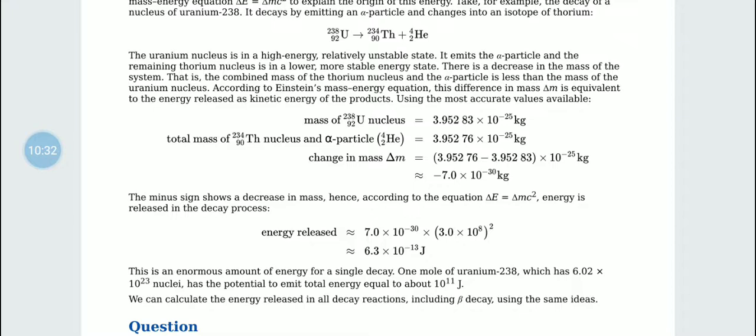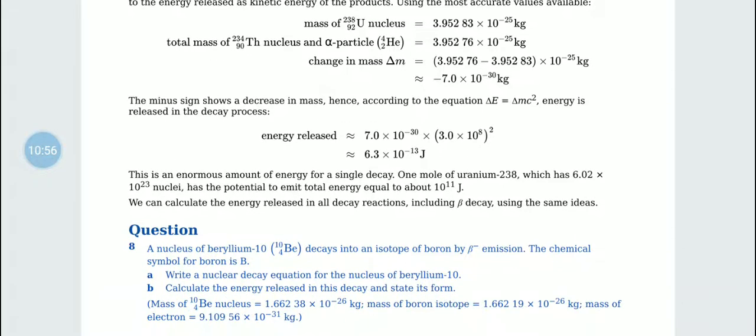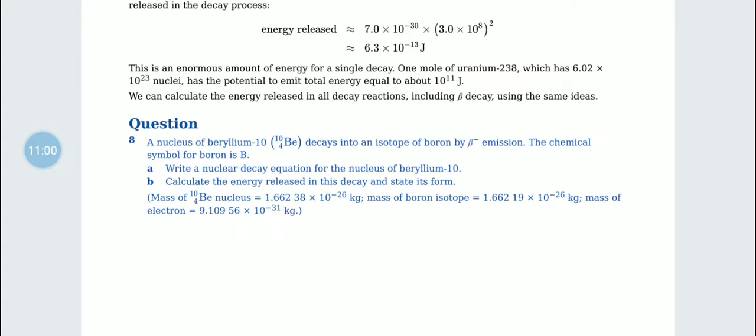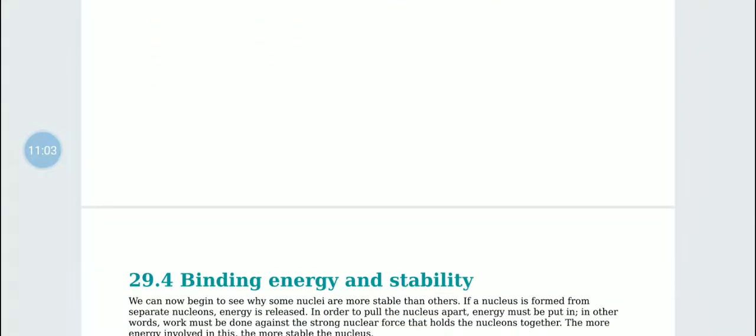So this is a single atom. If you take 1 mole of uranium, that is 6.02 × 10^23 nuclei, that would have the potential to emit 10^11 joules. That is a whole big amount of energy. So we can use the same principle to figure out how much energy is released in a decay reaction, whether it is alpha or beta decay.